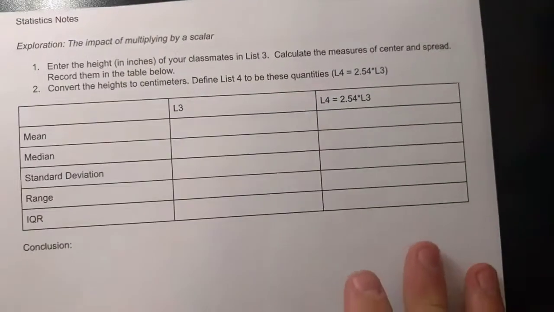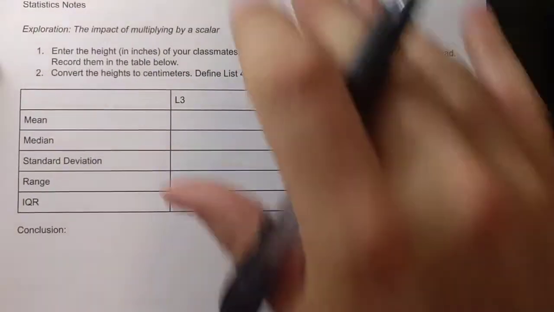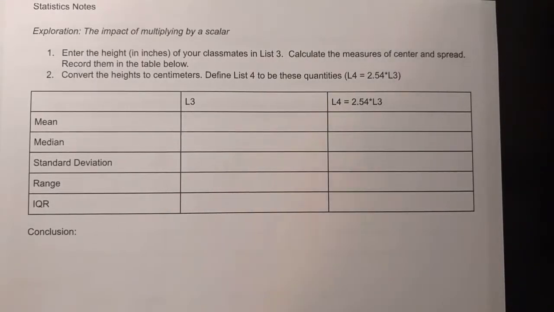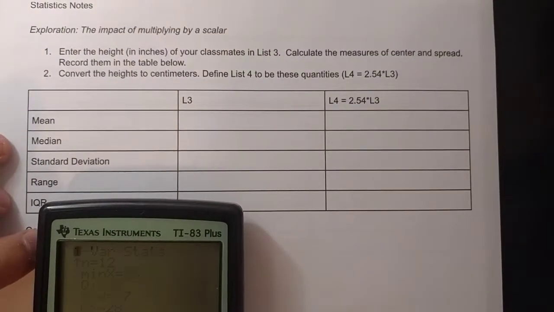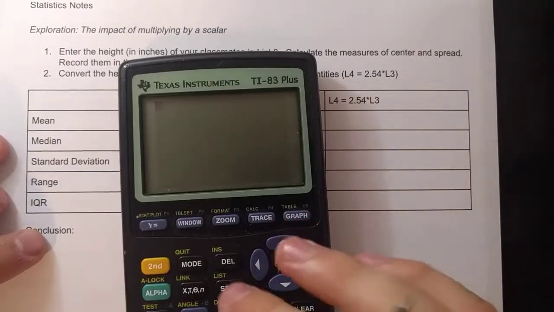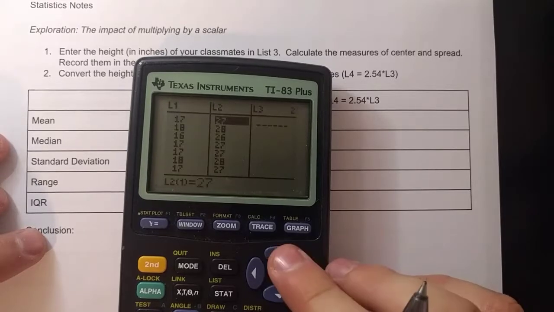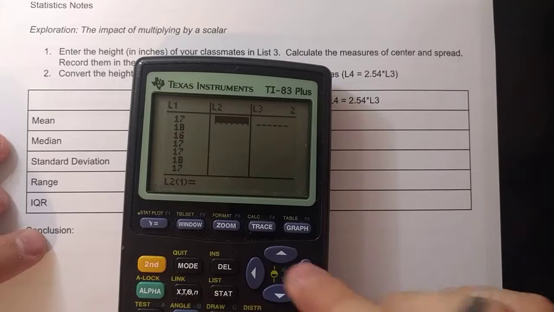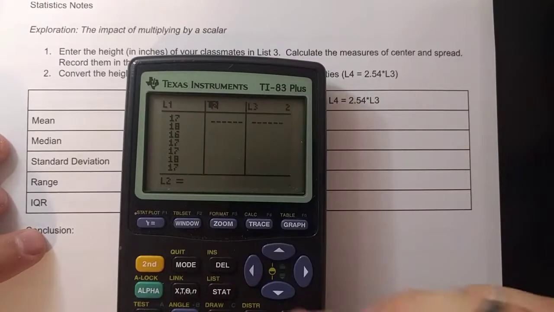The next situation could be multiplying or even dividing by what's called a scalar or a constant. Let's see what happens here. So we're going to keep the same data. I'm going to clear out my data. I'm going to go back to stat, edit. I'm going to clear out L2, and that way I have a clear L2. So if you ever want to do that, you go to L2, you press clear. Don't press delete, you will delete the entire list.